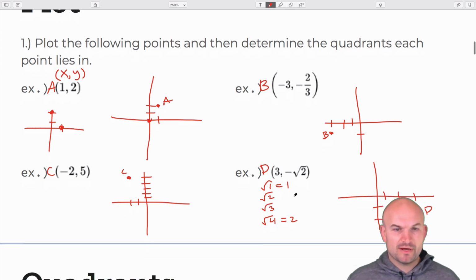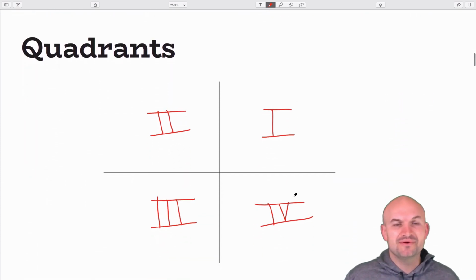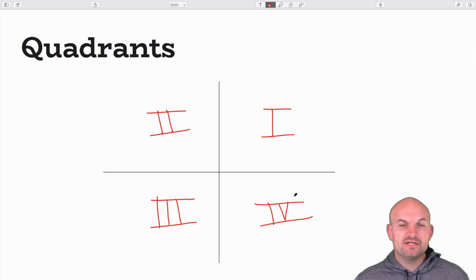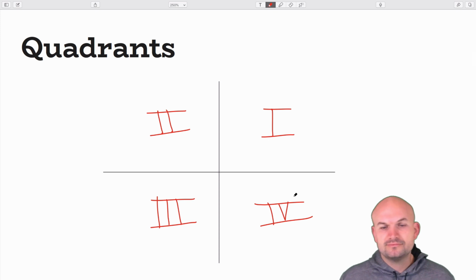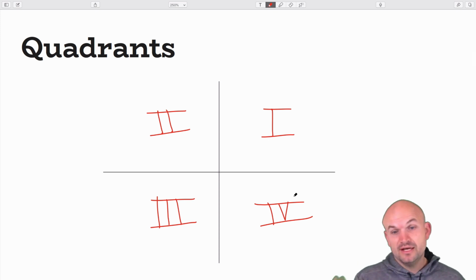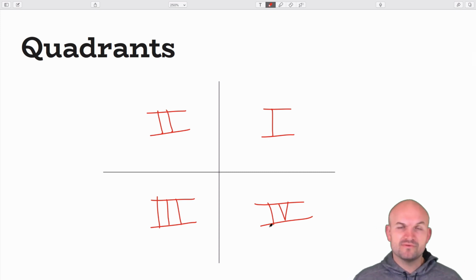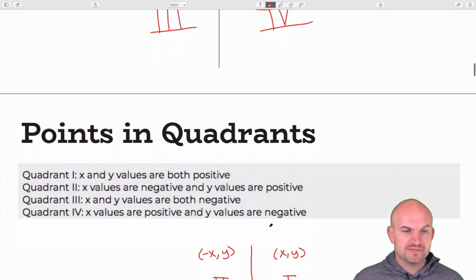I kind of gave away my quadrants, but I tried to remind them of the quadrants that we have previously studied: quadrant 1, quadrant 2, quadrant 3, quadrant 4. We refer to these throughout this lesson and in later lessons, so it's important for students to remember those quadrants.